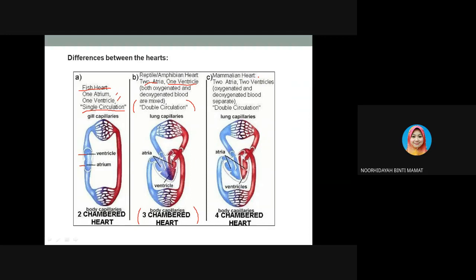While for mammalian hearts, they have two atria and two ventricles. So the oxygenated and deoxygenated blood are separate. Okay, so we also call it a double circulation. So as you can see here, they have a four-chambered heart. Okay, so because they have two ventricles, the oxygenated and deoxygenated blood are separated between the two types of blood. Okay.